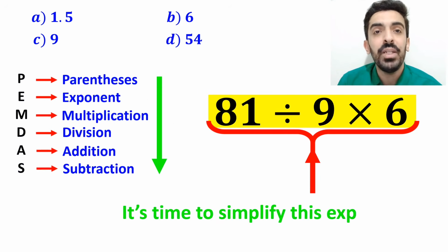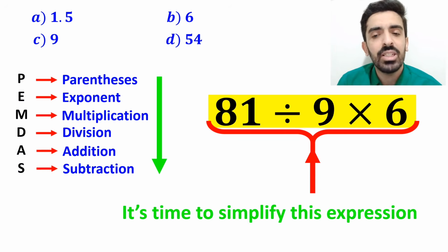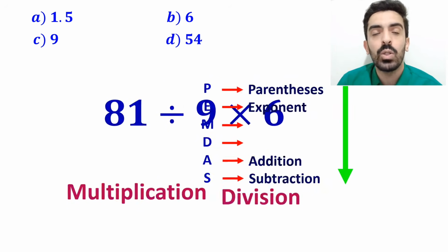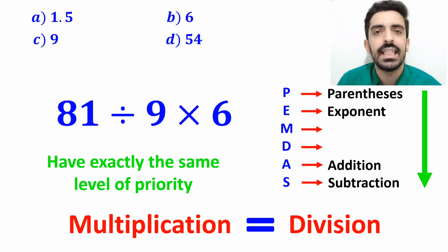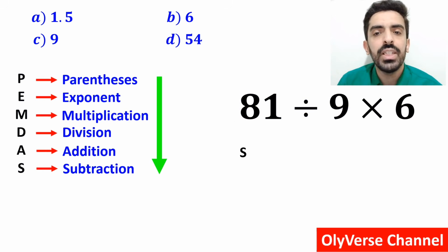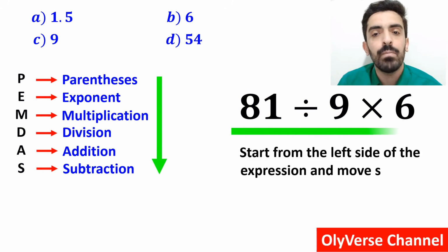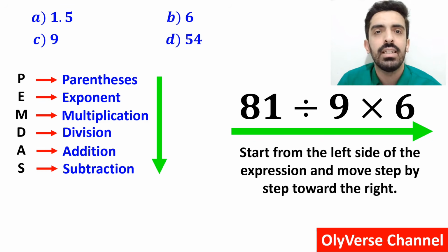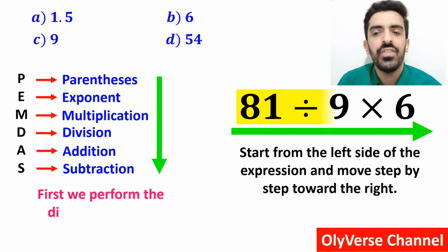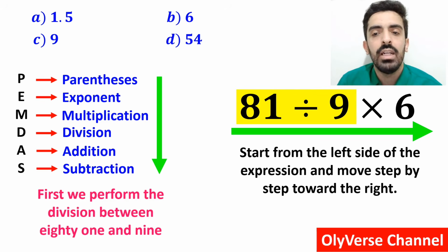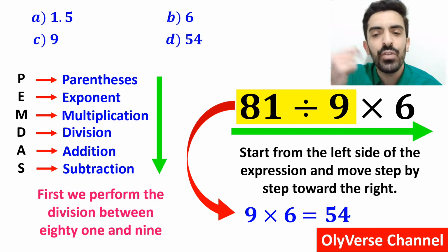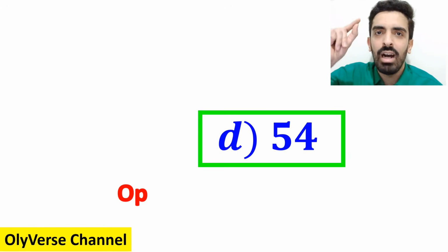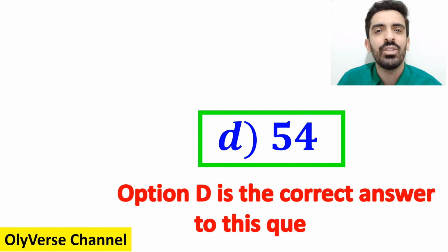Now, it's time to simplify this expression. It's very important to note that in the PEMDAS rule, multiplication and division have exactly the same level of priority. In this case, all we need to do is to start from the left side of the expression and move step by step toward the right. So, first perform the division between 81 and 9. We simplify this expression to 9 multiplied by 6. And finally, the value of this expression will be 54. Therefore, option D is the correct answer to this question.